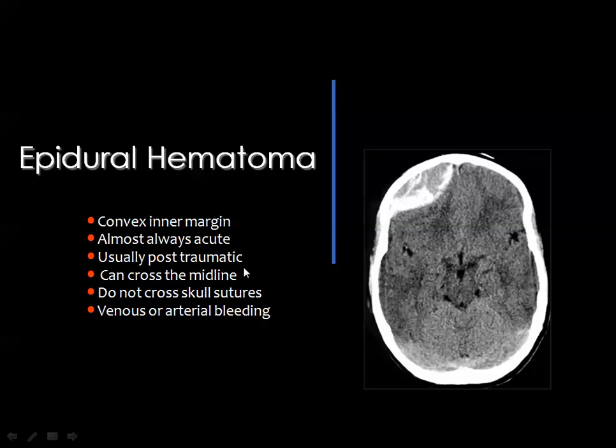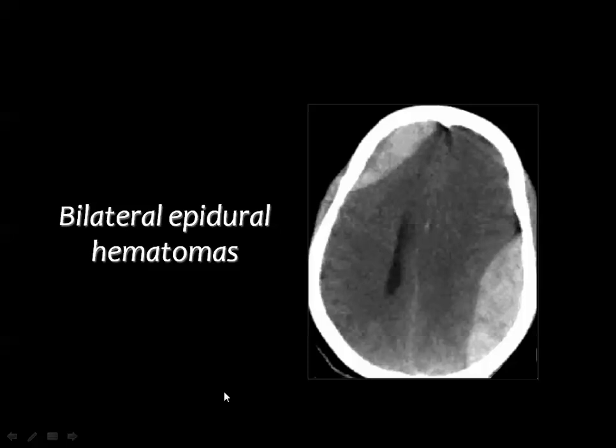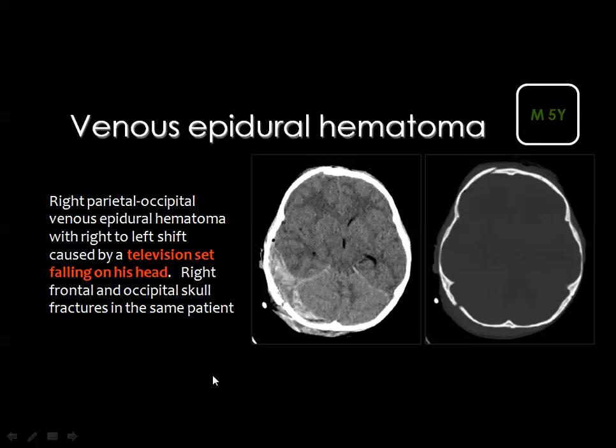It is usually post-traumatic. There is a significant history of trauma. It can cross the midline. It does not cross the skull sutures. It can be of venous or arterial bleeding. Also, the epidural hematoma can be bilateral, and also the subdural blood or hemorrhage can be bilateral. And this is the frontal epidural blood on the right side and parietal epidural blood on the left side.